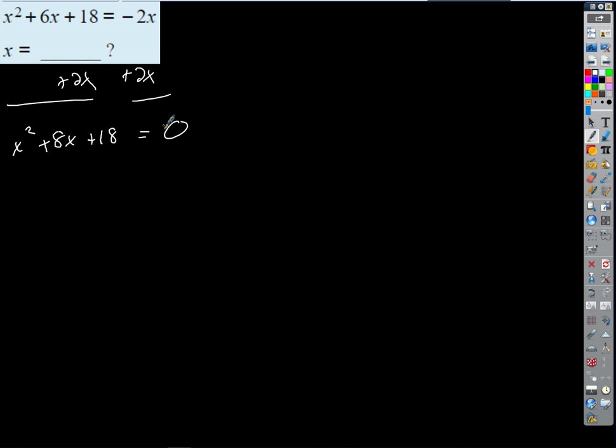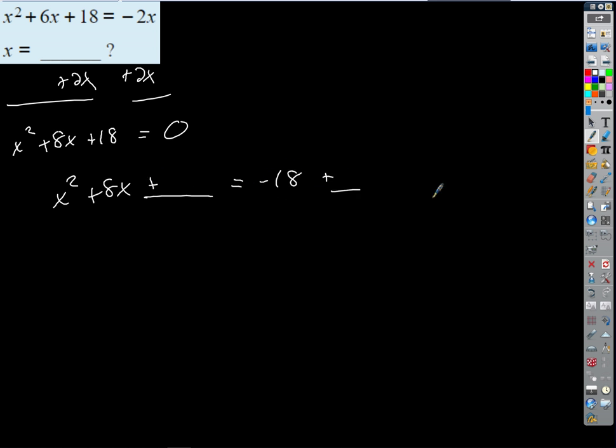Seems like we could, but we actually can't, can we? Nothing works. Okay? So I'm not going to factor. What would I probably do? Complete the square, because I've got a is equal to 1, b is even, right? So we'll complete the square. X squared plus 8x equals negative 18.